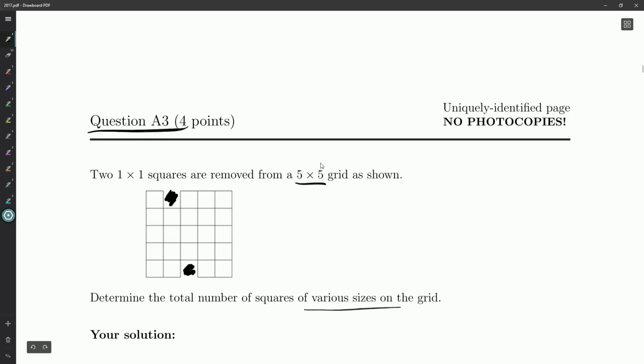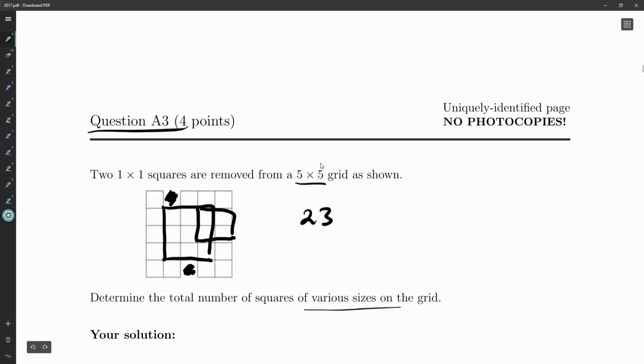So it's not just all the 1x1 squares, of which there should be 23, because it's 5x5, 25, minus 2. But we also have squares like this one here. That's a 2x2, or we can get a 3x3 here, and those sorts of things.